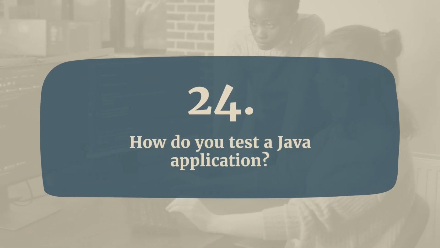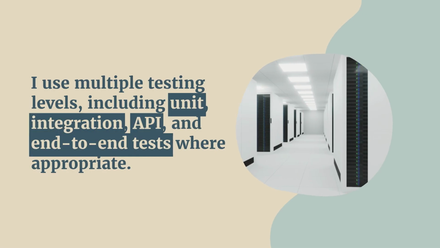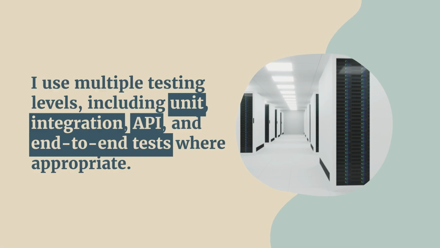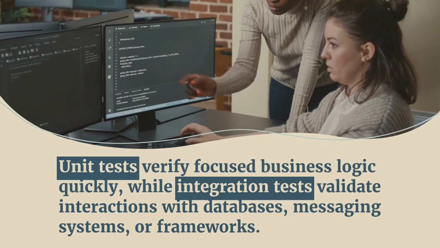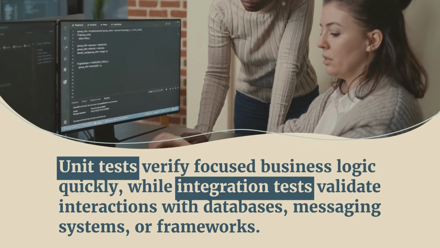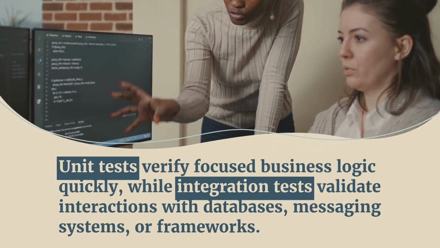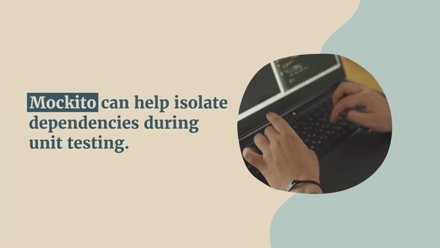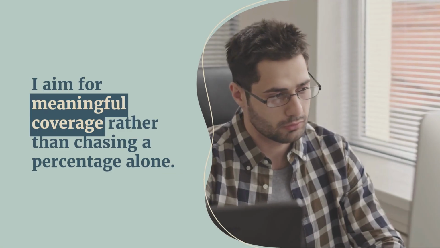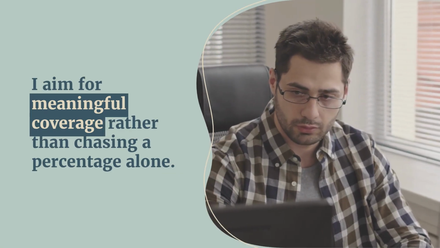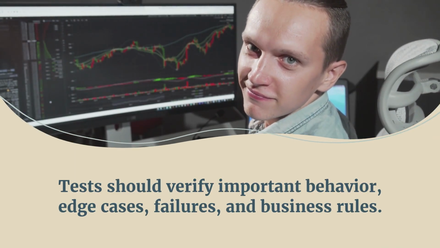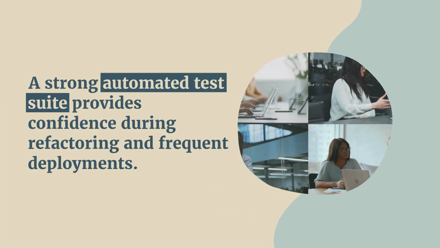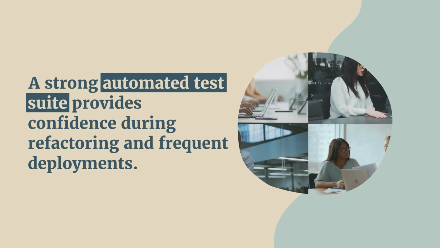How do you test a Java application? I use multiple testing levels, including unit, integration, API, and end-to-end tests where appropriate. Unit tests verify focused business logic quickly, while integration tests validate interactions with databases, messaging systems, or frameworks. Mockito can help isolate dependencies during unit testing. I aim for meaningful coverage rather than chasing a percentage alone. Tests should verify important behavior, edge cases, failures, and business rules. A strong automated test suite provides confidence during refactoring and frequent deployments.